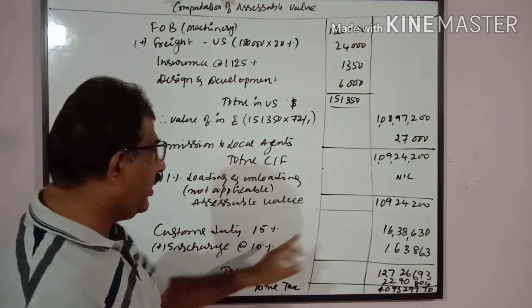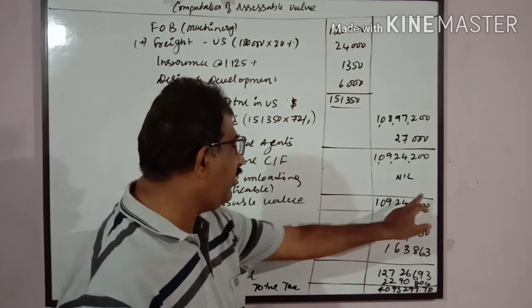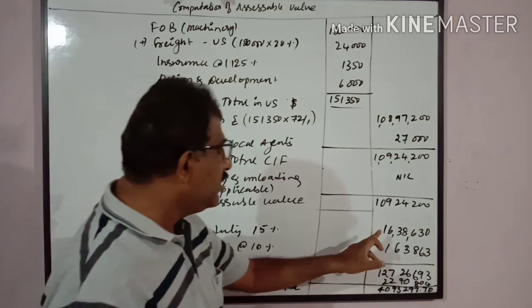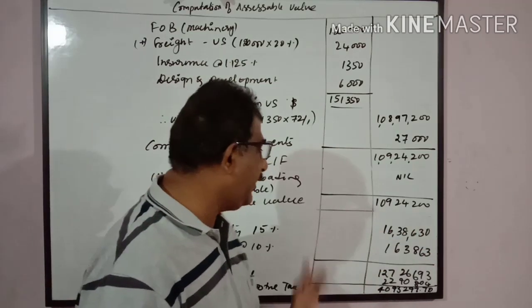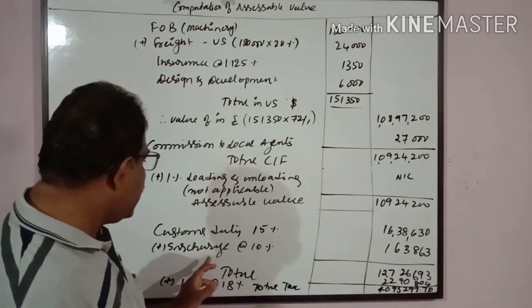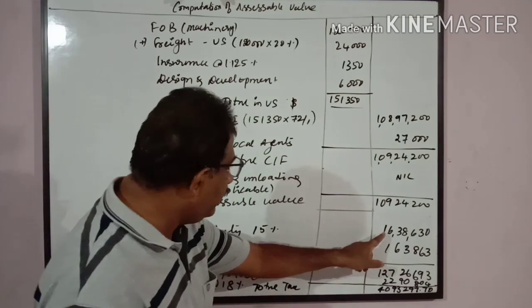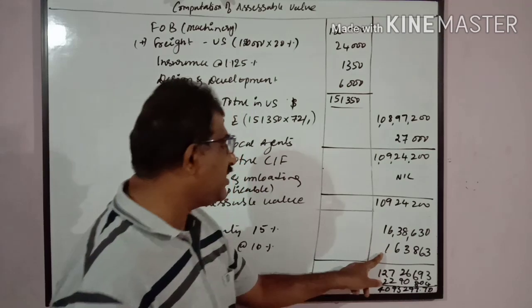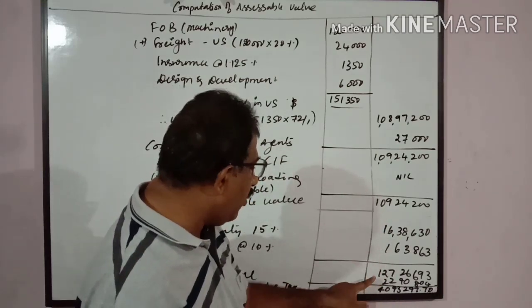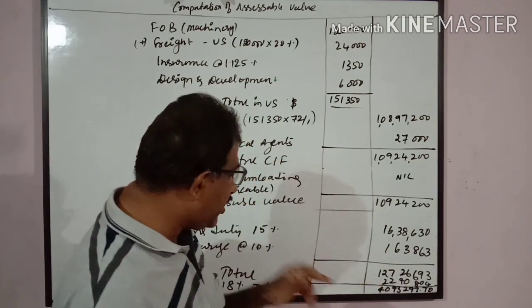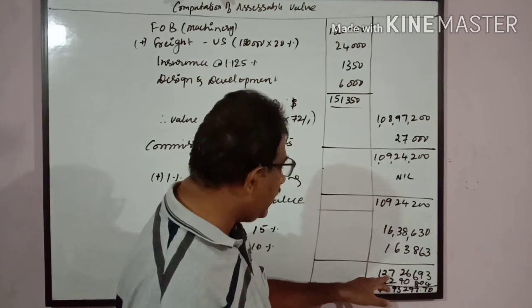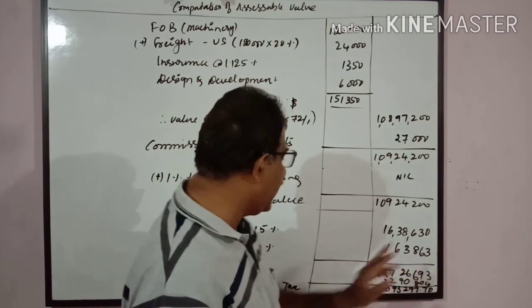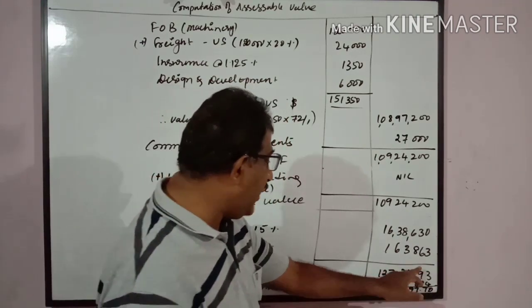On this, customs duty is given at the rate of 15%. So customs duty on 1,09,24,200 comes to 16,38,630. Surcharge at 10% on this 16,38,630, 10% surcharge is added. So total value now for the purpose of IGST comes to 1,27,26,693.